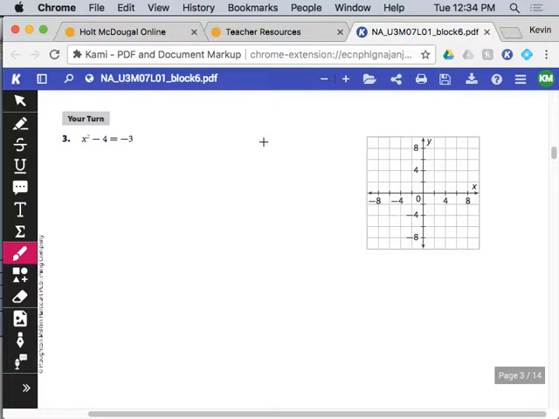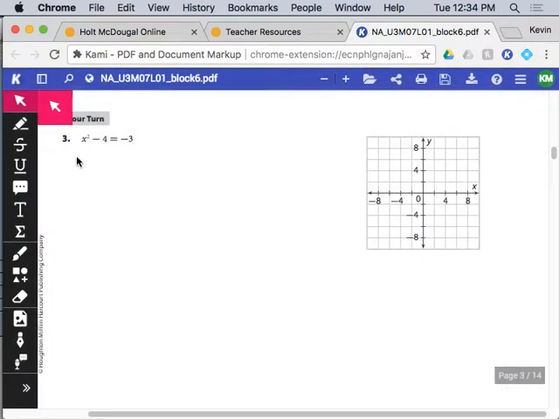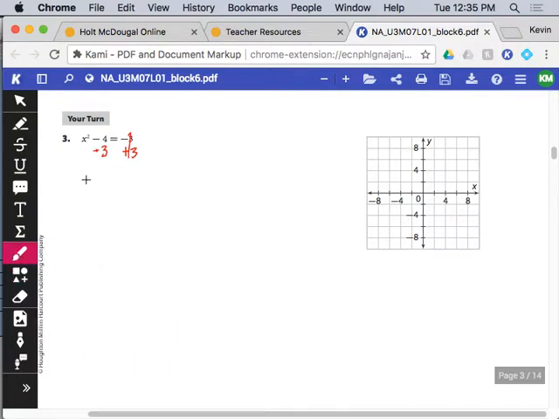Okay, let's give it a shot. First, I have to get one side equal to 0, so I'll add 3 to both sides. I end up with x squared minus 1 equals 0.